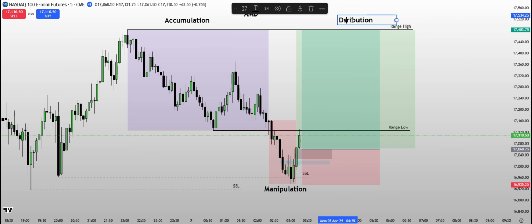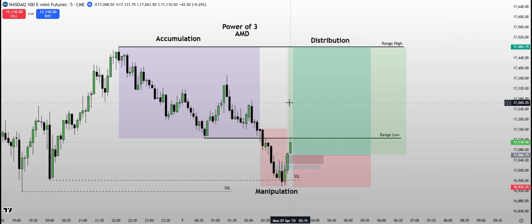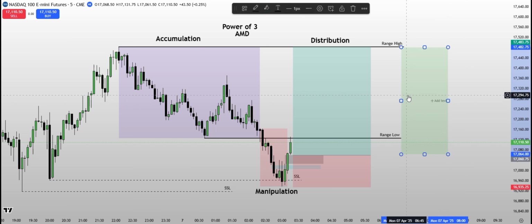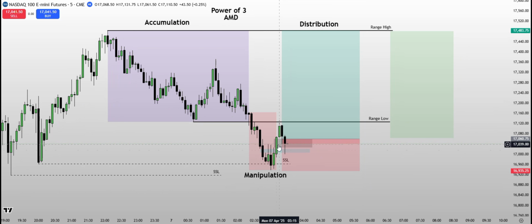Distribution phase right here. And so this is exactly what we're expecting this AMD model to look like. I will take this out for now, but this is exactly what we're expecting. Price taps into that gap. That's our entry right there. Taps into the inverse gap as well. Now we're going to wait to see if price is going to continue that move up.